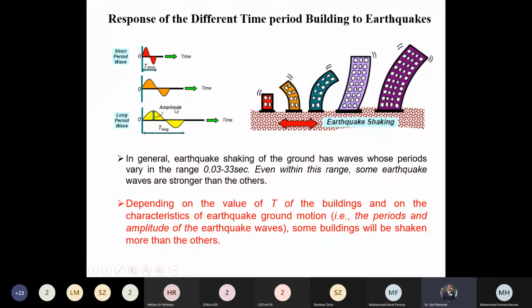We can transform the seismogram into the frequency domain by using the Fourier series, and we get the frequency content of the earthquake. And definitely if the frequency of the dynamic loading is close to the natural frequency of the structure, there will be more damage than in the other structures. The vibration response or the amplitude is a function of the omega to omega n ratio. So some structures will shake more than the other structures.